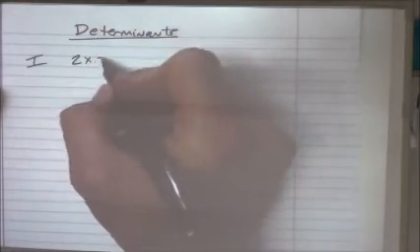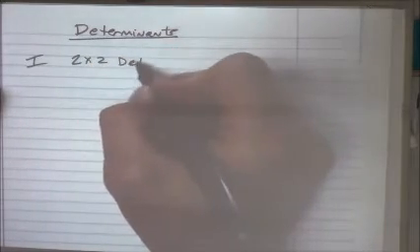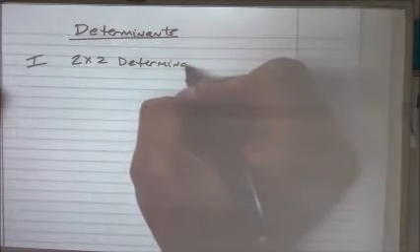Okay, we're going to look at determinants right now. Let's write that on the paper here. We're going to focus on matrices that are 2 by 2 and 3 by 3. So first, 2 by 2 determinant.